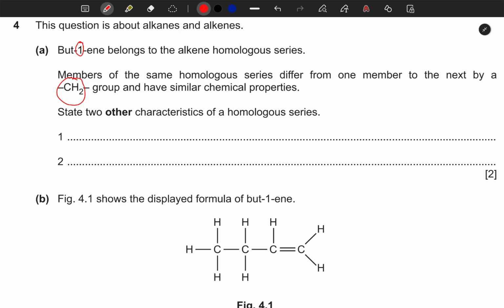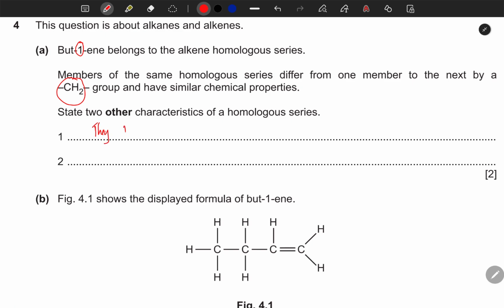State two other characteristics of a homologous series. Now, in this case, they haven't specified which one, but there are alkanes, alkanols, carboxylic acids, and so forth. These are all called homologous series, and they have characteristics that apply to any homologous series, apart from differing by CH2 and having similar chemical properties. One other property is that they have the same functional group.